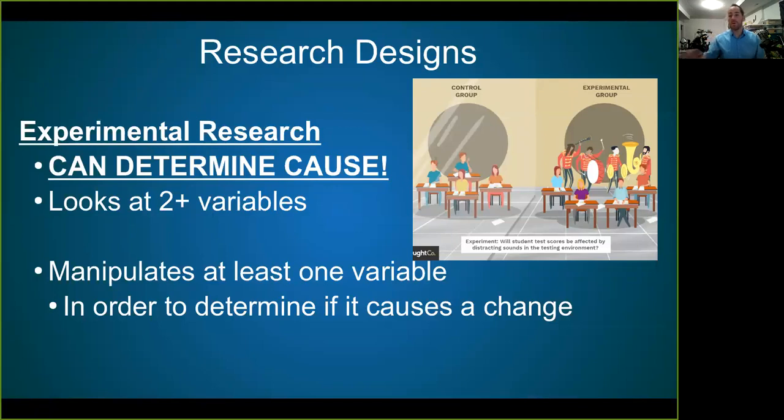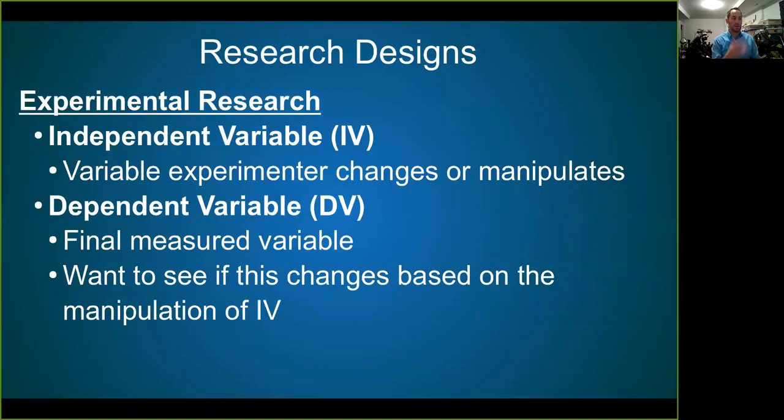In an experiment, we will look at 2 or more variables and figure out if one variable, pro-social behavior, is changed by another variable. Let's say teaching about pro-social behavior. So we will manipulate one variable to change something else. So an independent variable is the variable that the experimenter changes or manipulates or alters. The dependent variable is the final measured variable, the thing that you want to see if it does change because of your manipulation.